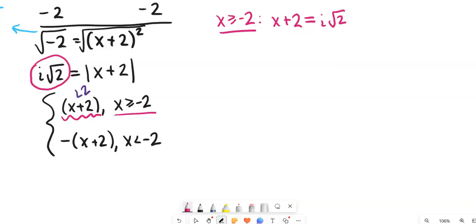From there, what's the only thing I have to do to solve? Minus 2. Good. I'm hoping we're quiet because we're already working ahead because we know how to do this. Real part is negative 2. Imaginary part is plus i square root of 2.